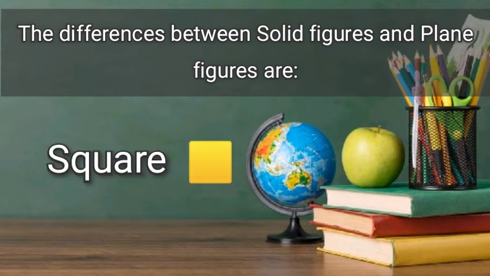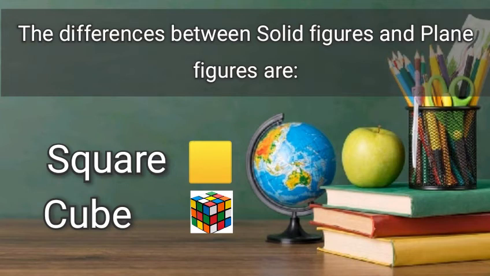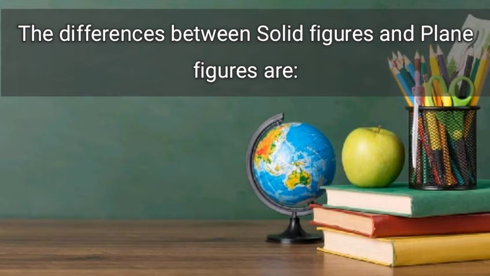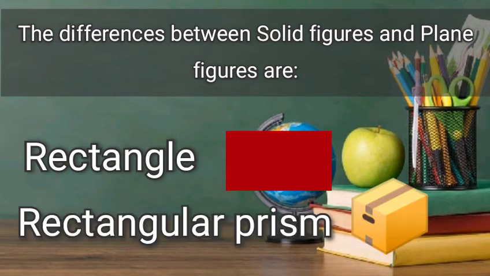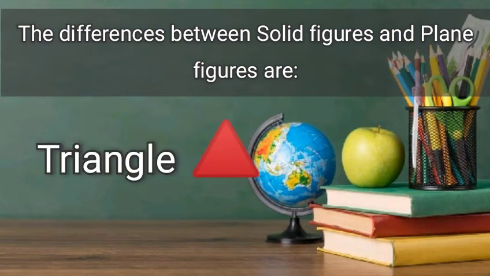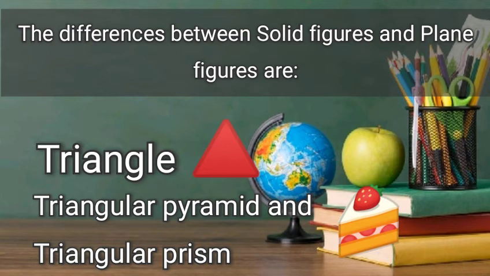A square is a two-dimensional figure, while a cube is a three-dimensional figure. A square has 4 sides and 4 vertices, while a cube has 12 edges and 8 vertices. A rectangle is composed of 4 lines, while a rectangular prism is composed of 6 rectangles. A triangle is composed of 3 sides and 3 angles, while a triangular pyramid is a geometric solid with a base that is a triangle and all other faces are triangles with a common vertex, while a triangular prism is a geometric solid with 2 bases that are congruent.